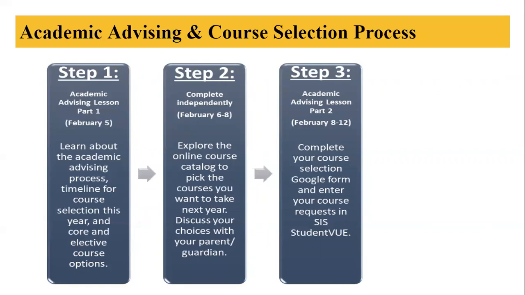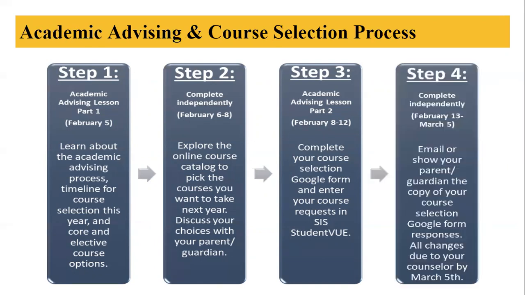The third step is going to be a second lesson given by your grade level counselor the week of February 8th through the 12th. During this lesson, you're going to complete your course selection Google form and enter your course requests in SIS Student View. These lessons will be taking place through your history class. The last step is that February 13th through March 5th, you'll be able to email or show your parent or guardian the copy of your course selection Google form responses, and make sure that any changes you might need to make are sent to your counselor by March 5th.